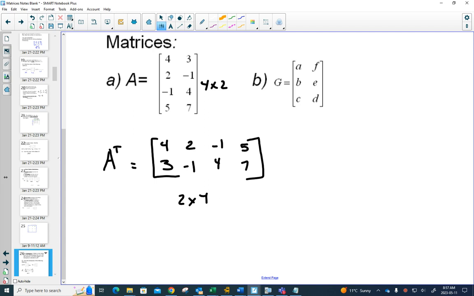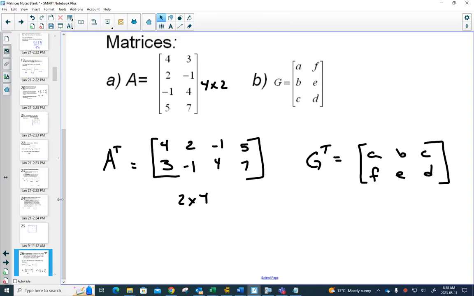And so what we've done is we have switched the rows and the columns. Row 1 becomes column 1. Column 1 becomes row 1. And all a transpose is, is switching matrices. We are not going to use the transpose a ton, but it does come up in higher level math with matrices.